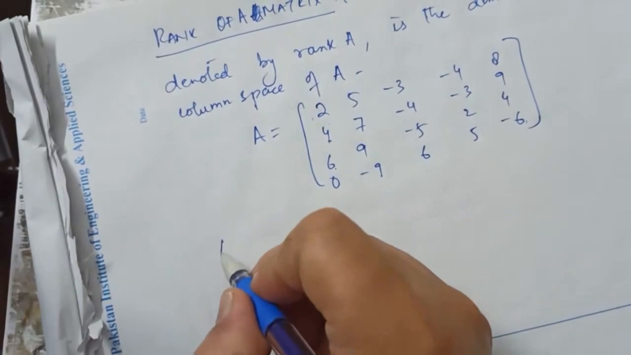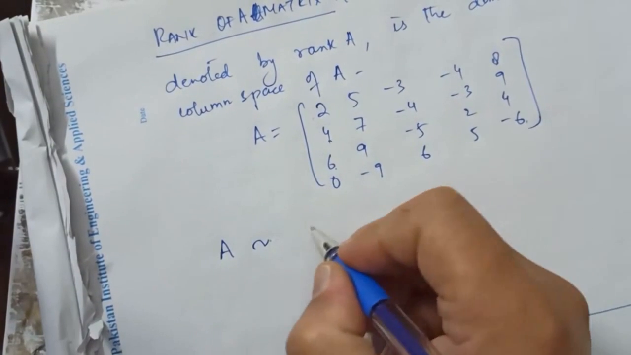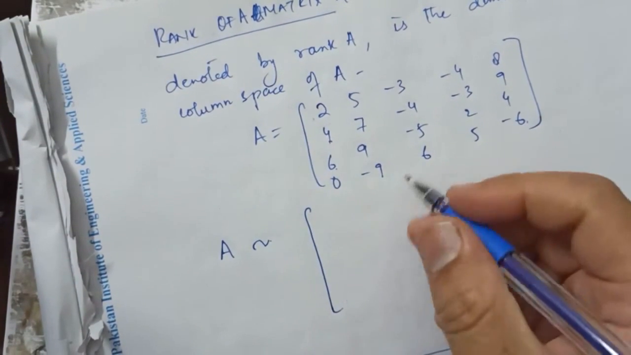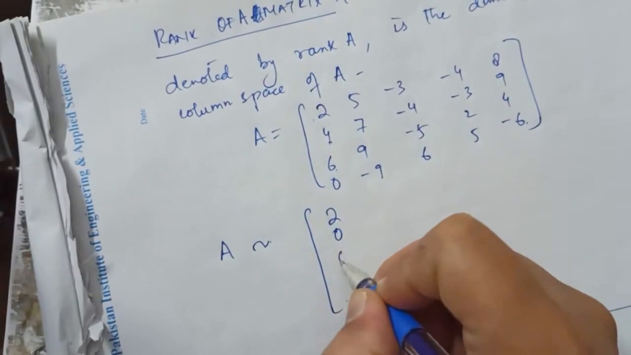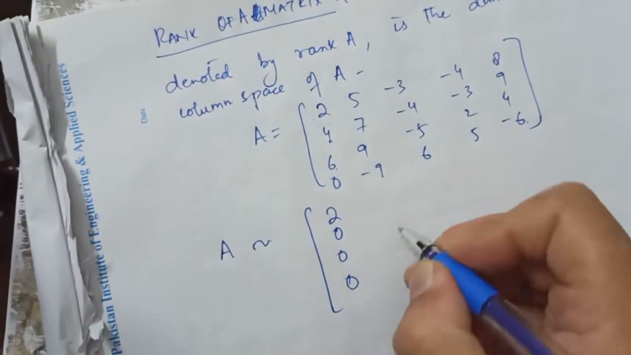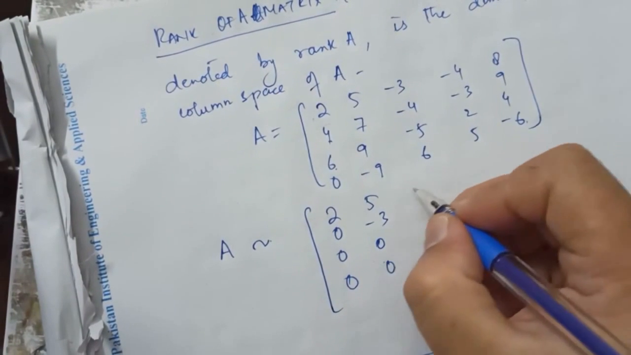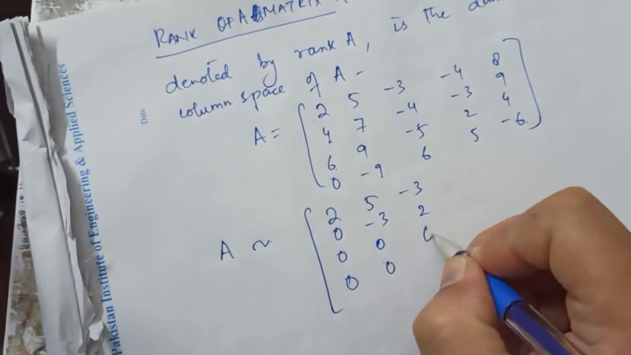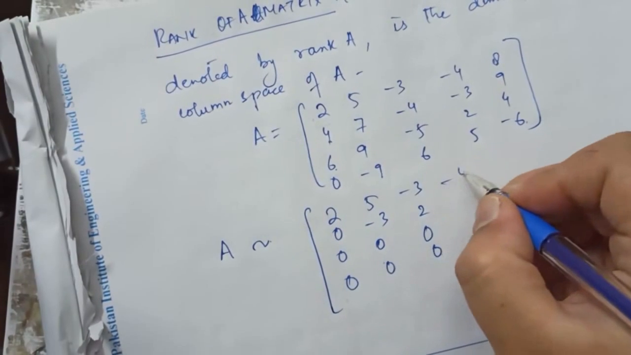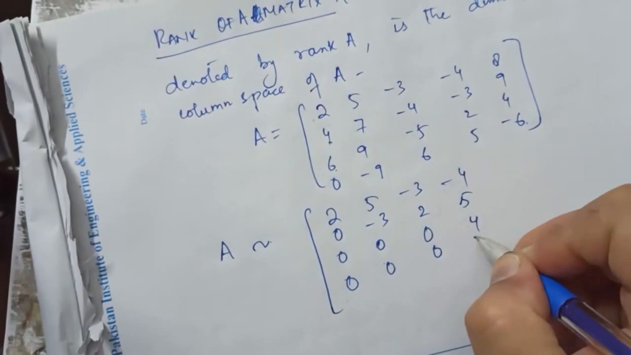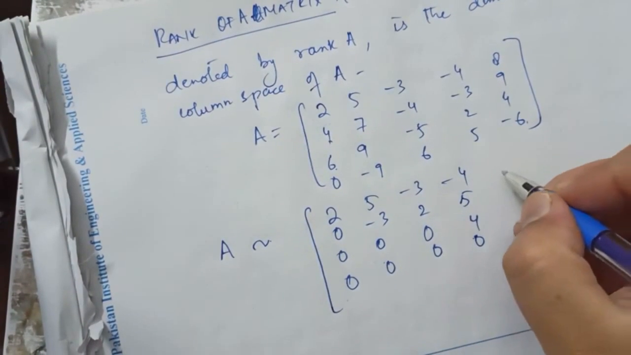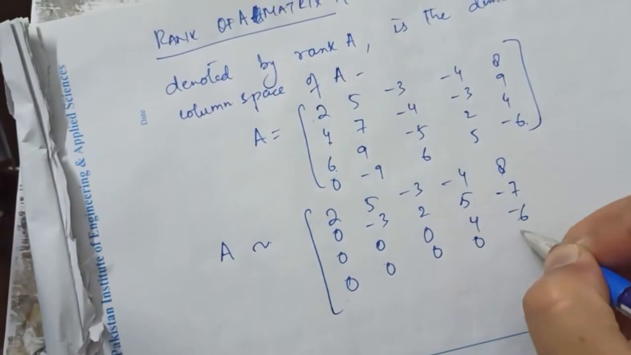So it means if I do a lot of operations here, I end up in a form like that, and you can do it at home as well. I'm taking these small steps as your assignment: 5, minus 3, 0, 0, and here minus 3, 2, 0, 0, and minus 4, 5, 4, and 0, and then you have 8, minus 7, minus 6, and 0.